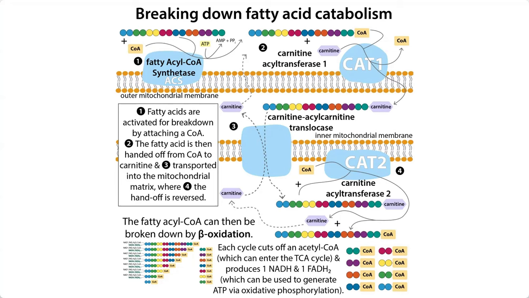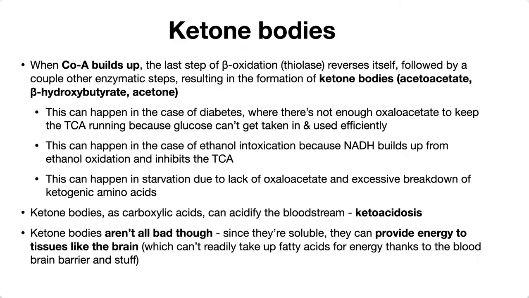Once you are in your mitochondria, now we can reverse the situation using CAT2, and the fatty acyl-CoA can now be broken down by beta oxidation. So we have this activation, attach a CoA, swap that CoA for a carnitine, bring that in, bring that through, convert it back to our fatty acyl-CoA, and now we're ready for beta oxidation.